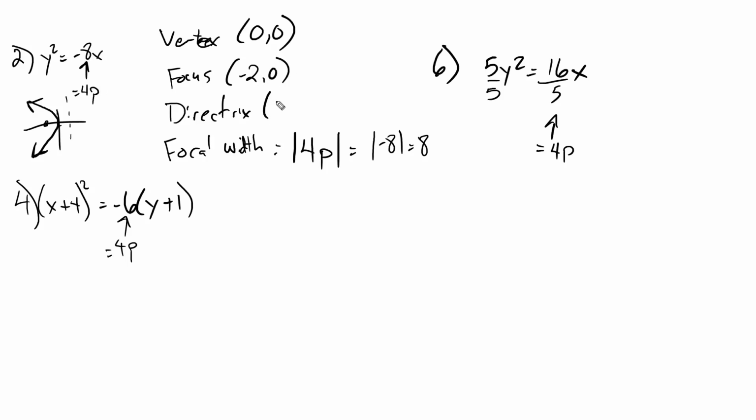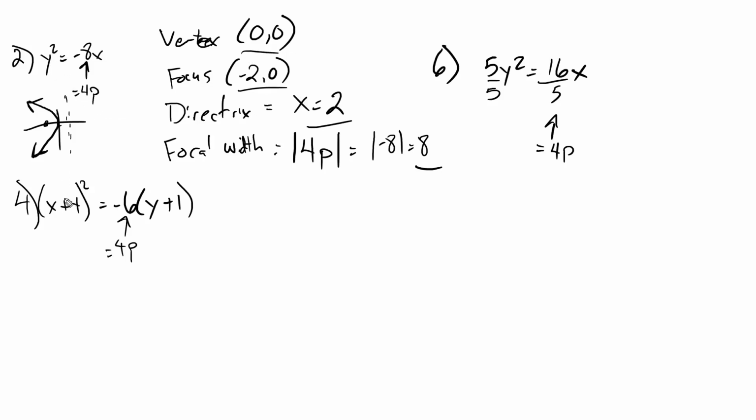Directrix is going to be a vertical line. Again, how do we know it's a vertical line? Because it opens up horizontally. Directrix has to be a vertical line. And it's x equals the opposite of this, 2. So, number 2, there's your answers.